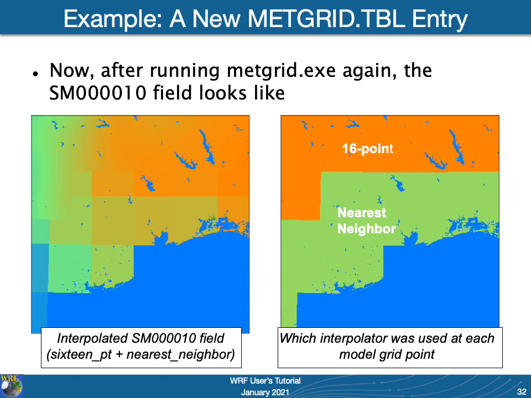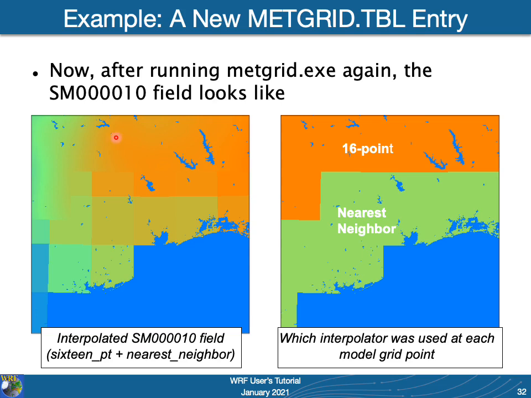So after adding that entry to our METGRID table, we can rerun the METGRID program, and now that error message is no longer printed to the terminal screen because we in fact do have an entry for soil moisture. And after running METGRID, we can use NCView to take a look at the METGRID netcdf output. And if we look at the soil moisture field, we'd see something that looks like this panel on the left.